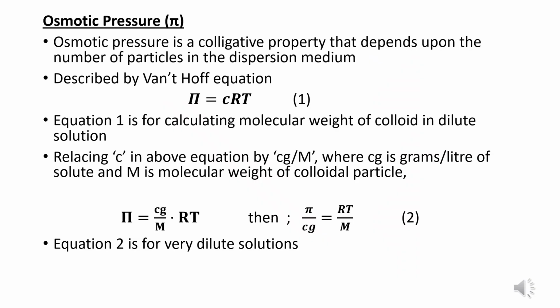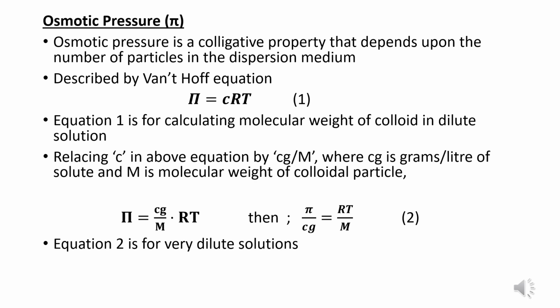Next kinetic property is the osmotic pressure. So osmotic pressure is the pressure which is required to stop the flow of solvent molecules through a semi-permeable membrane that is separating two solutions of different concentrations. It is a colligative property.